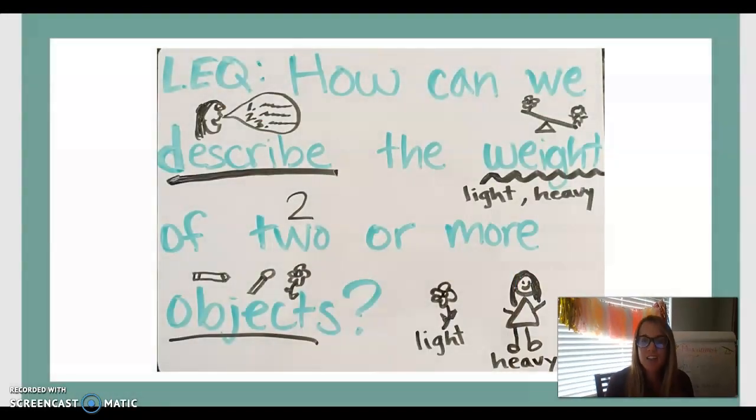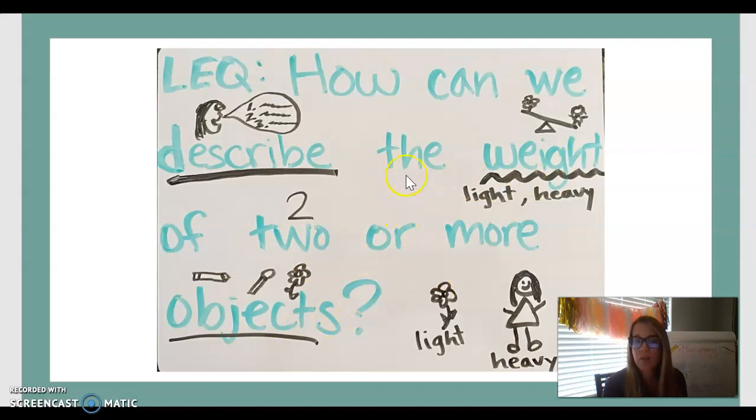We are continuing where we left off yesterday, so we are still working on measurement and focusing on weight. So today our focus is going to be on things that are lighter. Before we get started, let's look at our LEQ for today. I'll read it and then let's read it together. Here we go. How can we describe the weight of two or more objects?